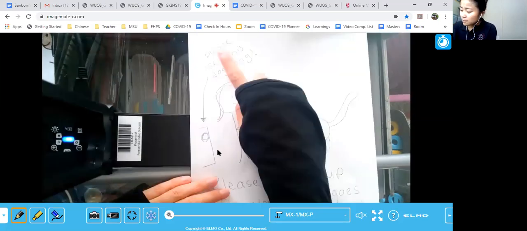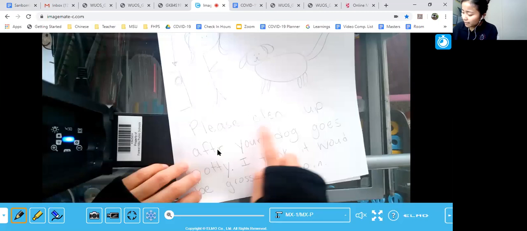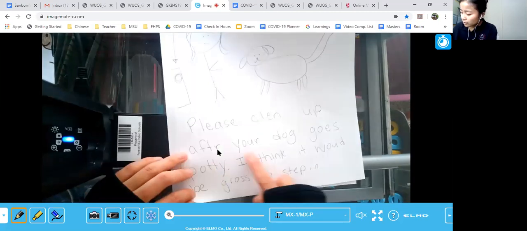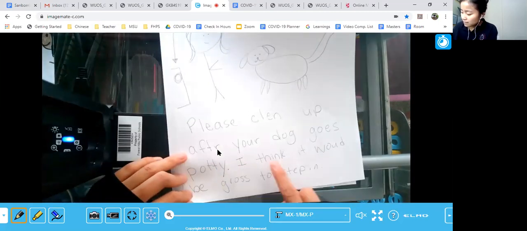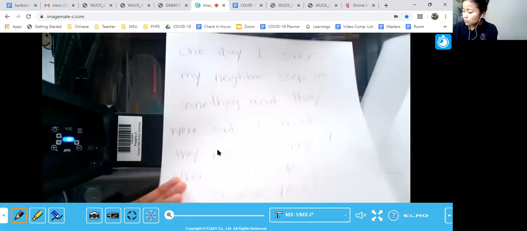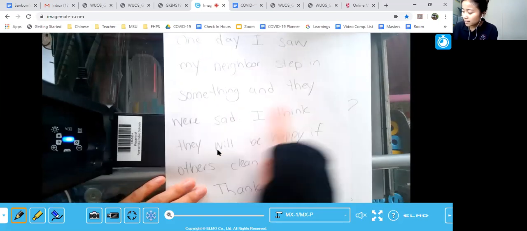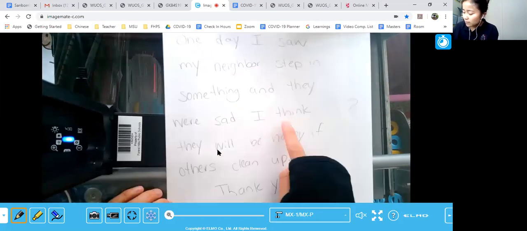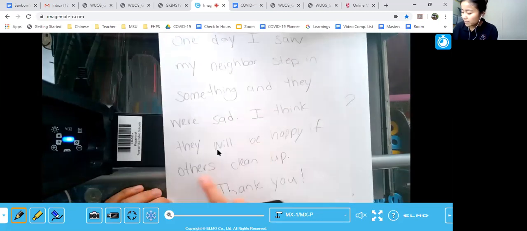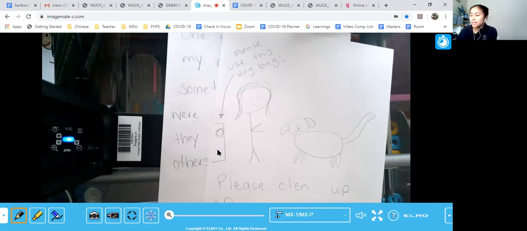Let's see. Please use this dog bag. Please clean up after your dog goes potty. I think it would be gross to step in. One day I saw my neighbor step in something and they were sad. I think they will be happy if others clean up. Thank you.